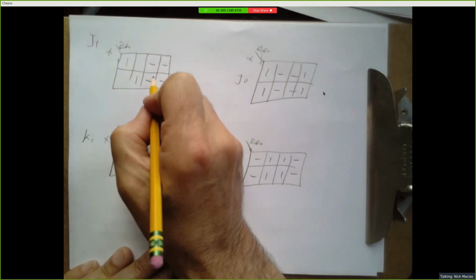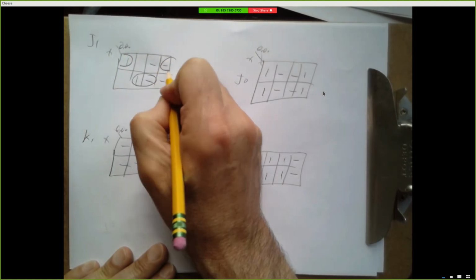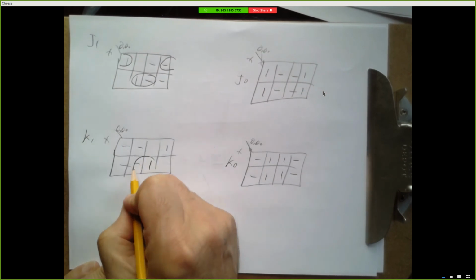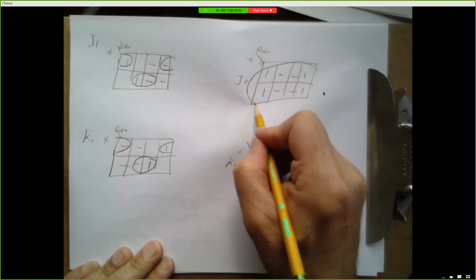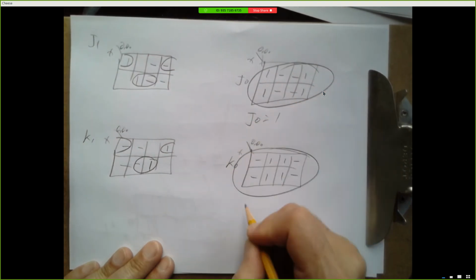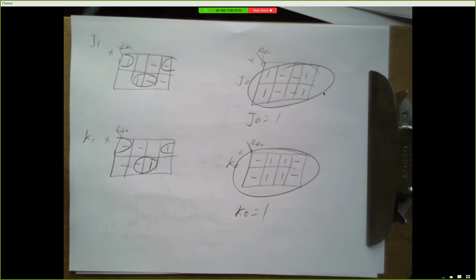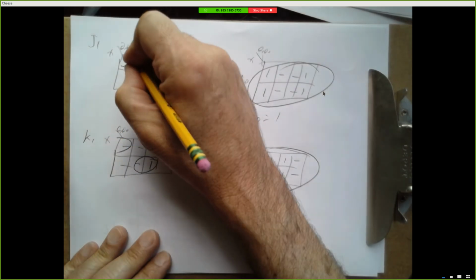Alright, so these will get 1 by 2 covers. These will get 1 by 2 covers. This one we can cover the whole thing. We can set J0 equal to 1 and K0 equal to 1. We can just tie those to 5 volts through a resistor. And we're all set.